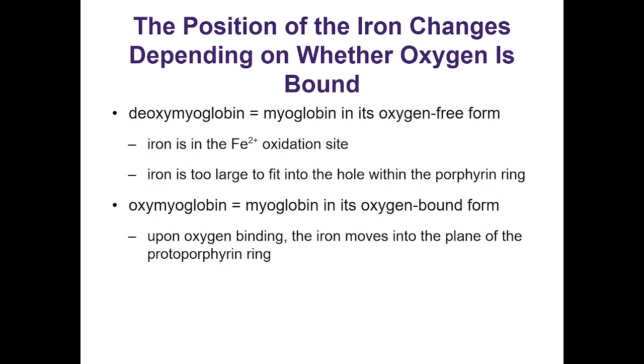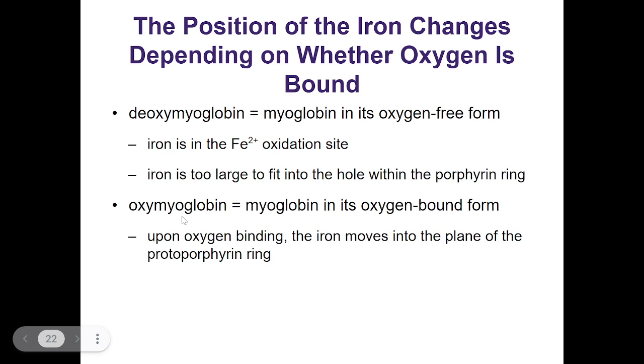So the deoxymyoglobin, myoglobin being another thing that has the heme group, that being the single unit, a little bit tighter bound than the normal hemoglobin. Okay? So myoglobin having a heme group. Myoglobin in its free, oxygen-free form would be the deoxymyoglobin. Iron is going to be in the Fe2+ oxidation state. The iron is going to be too large to fit into the hole within the porphyrin ring.